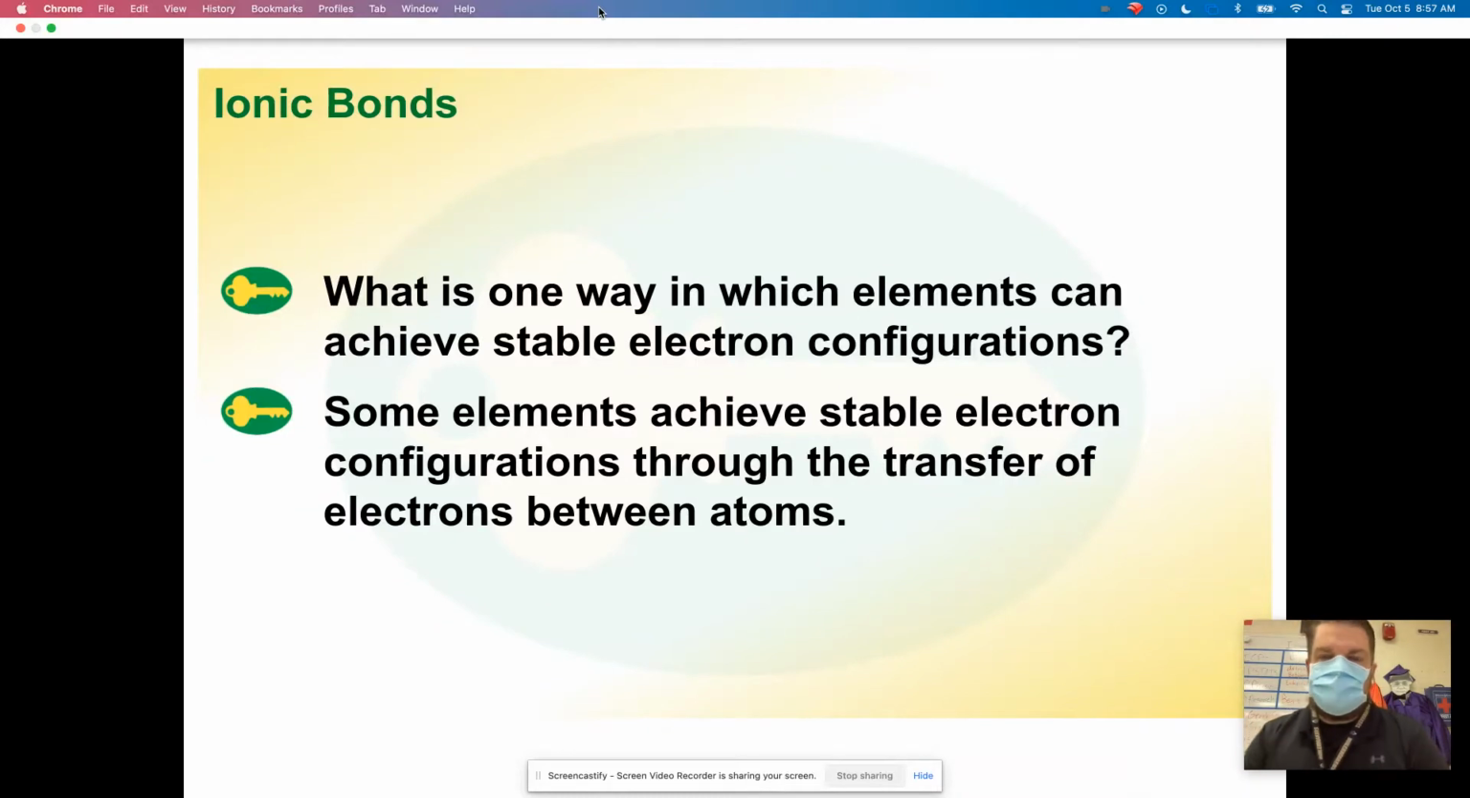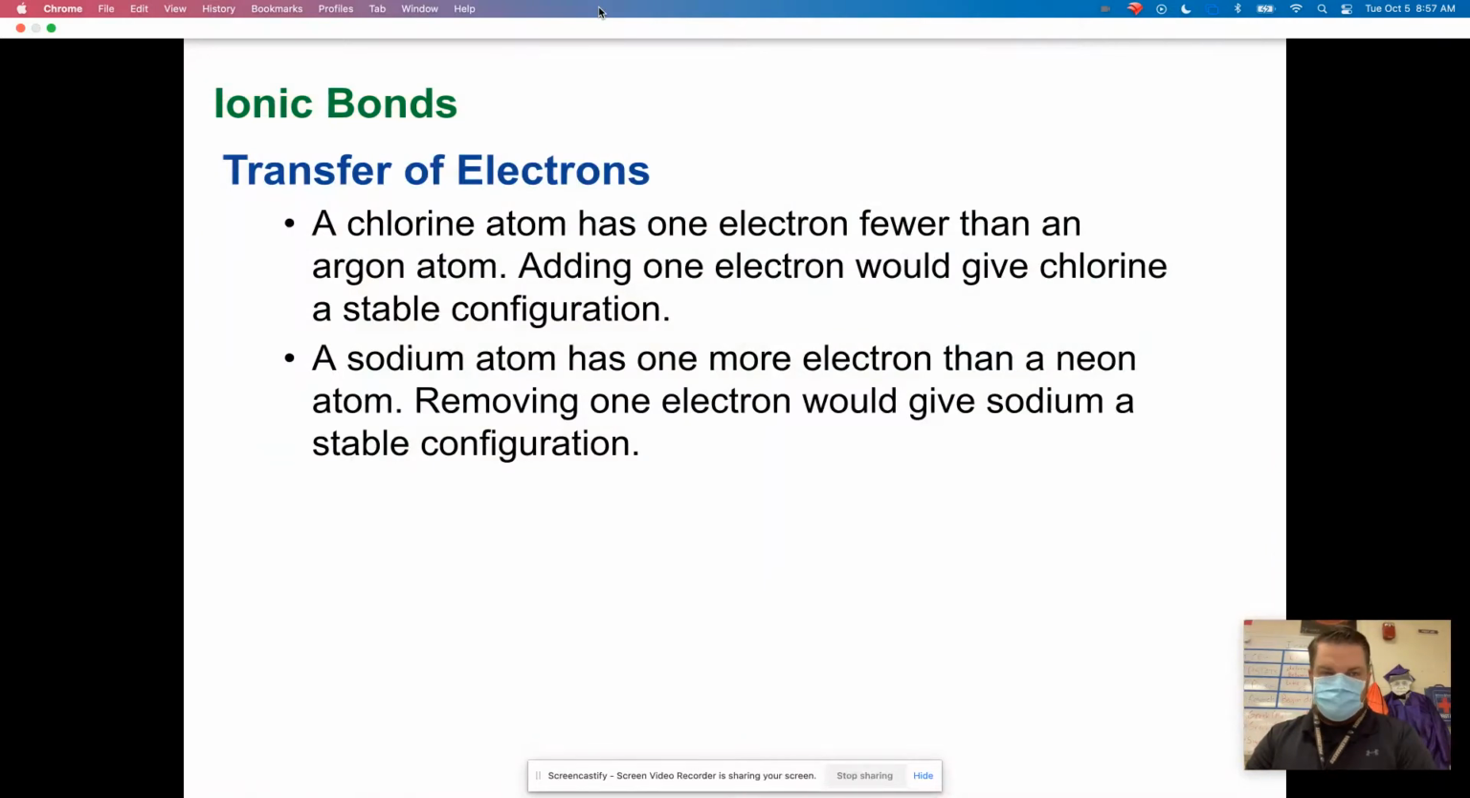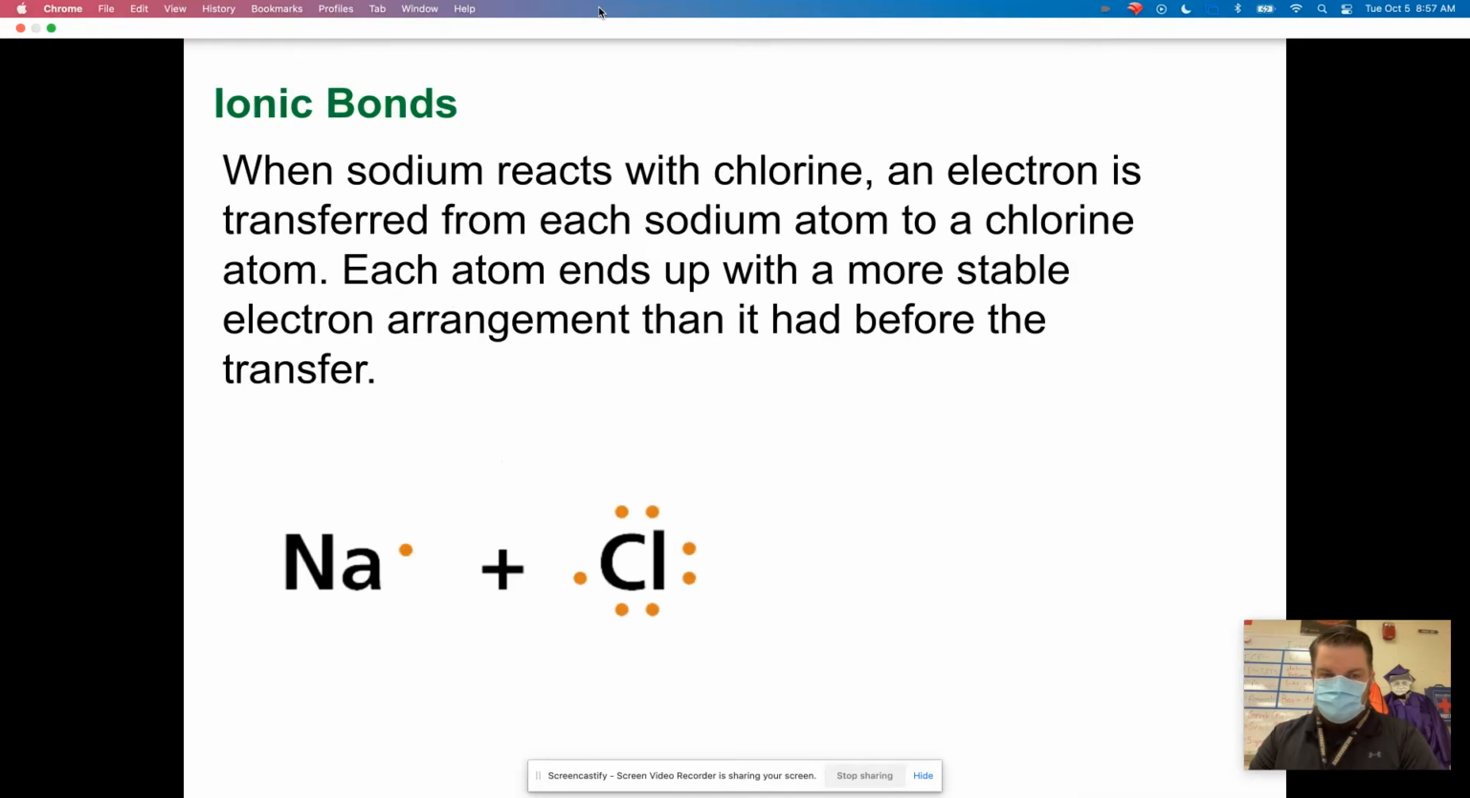Some elements achieve stable electron configurations through the transfer of electrons between atoms. A chlorine atom has 1 electron fewer than the argon atom. Adding 1 electron would give chlorine a stable configuration. A sodium atom has 1 more electron than a neon atom. Removing 1 electron would give sodium a stable configuration.